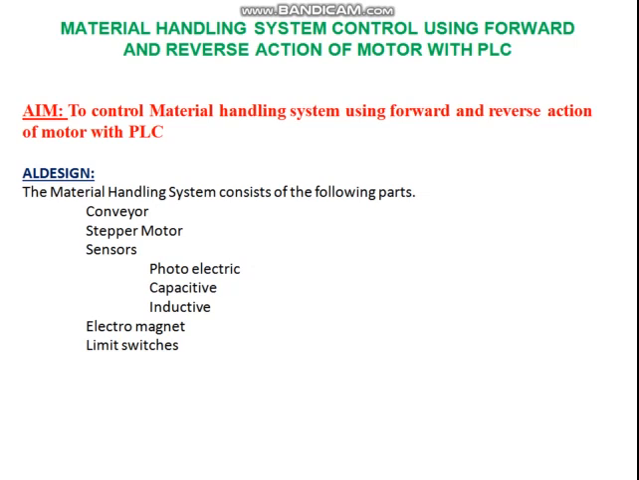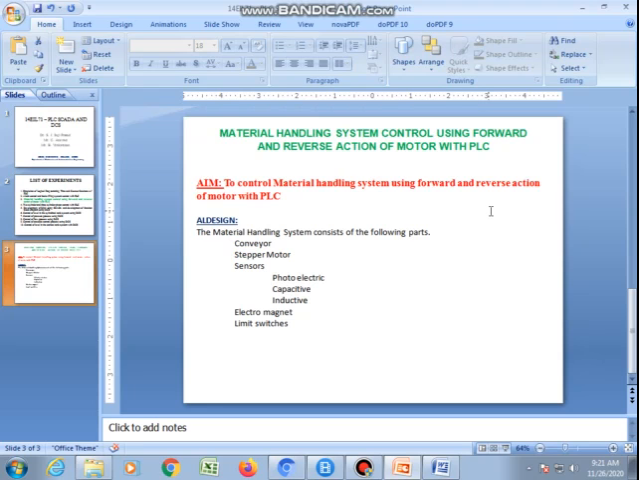The aim of this experiment is to control the material handling system using forward and reverse action of motor with PLC. So this is the aim we have to do. So in this we have the following parts. We have conveyor, stepper motor. Then we have sensors: photoelectric, capacitive and inductive sensors. Then we have an electromagnet and limit switches. So these are the parts available with this material handling system.